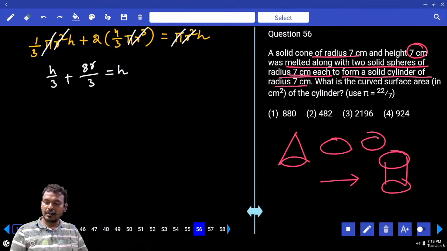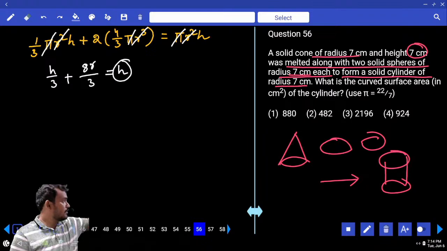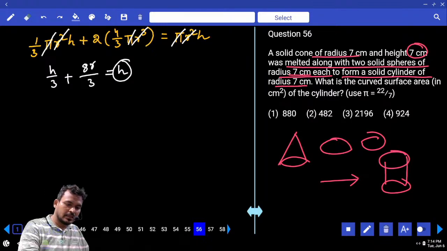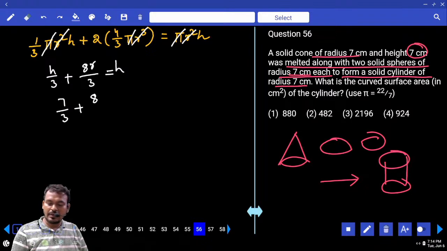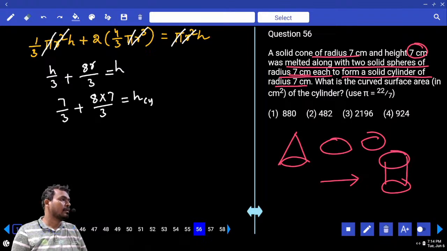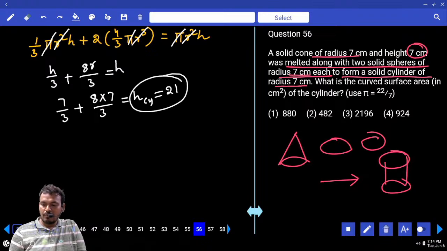And left hand side h means how much? 7. But which one do we require? The right hand side h value, or not? Left hand side h 7 means that is the cone height, or not? This one I wrote: 7 by 3 plus 8 into what is the radius of the sphere? 7 by 3 equals the height of the cylinder. 8 7s are 56 plus 7 means 63 by 3 means 21. Means height of the cylinder equals how much? 21.